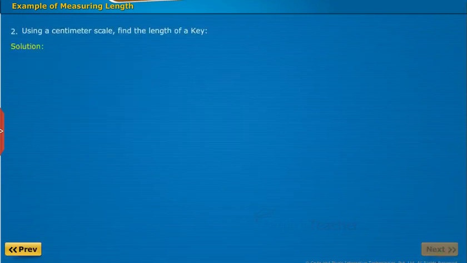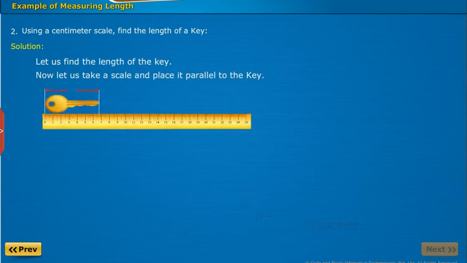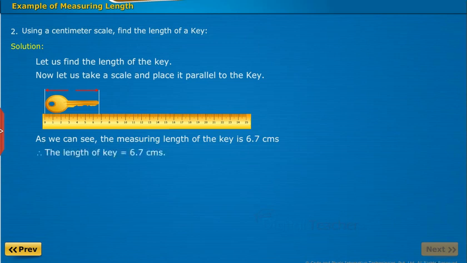Using a centimeter scale, find the length of a key. Let us find the length of the key. Now, let us take a scale and place it parallel to the key. As we can see, the measuring length of the key is 6.7 centimeters. Therefore, the length of key is equal to 6.7 centimeters.